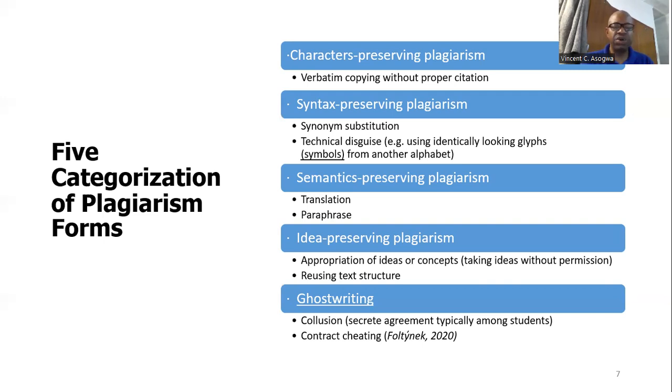Then the last category there is ghost writing, where an example is collusion, where students or groups of people can secretly agree for someone to write, and you claim it is yours. It does not actually portray the intelligence you have, so it's a form of plagiarism.